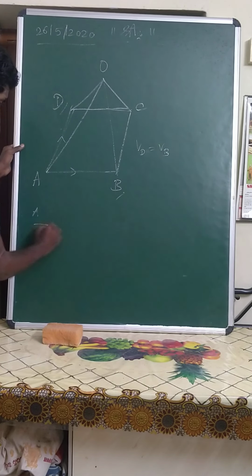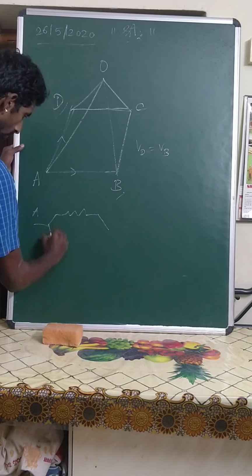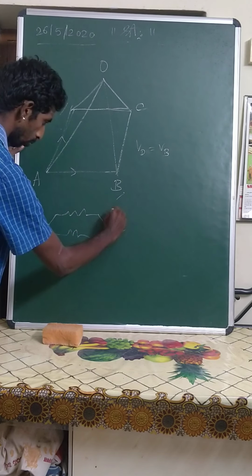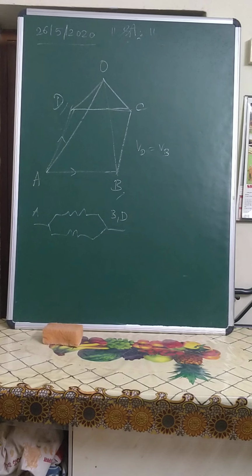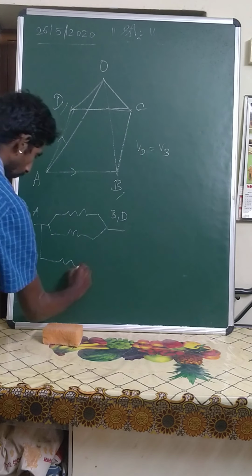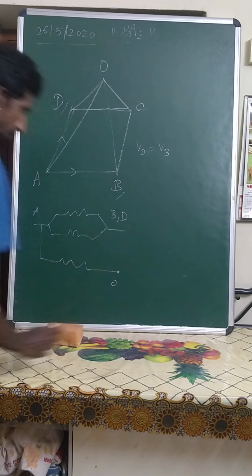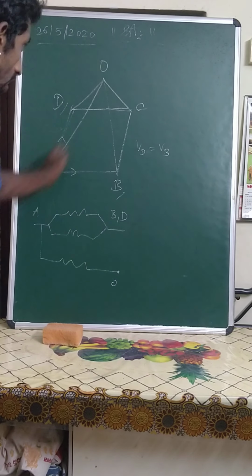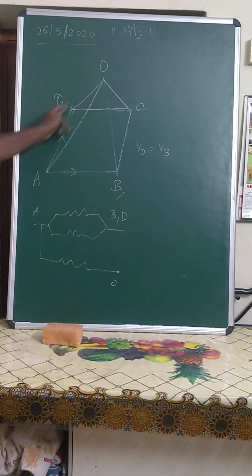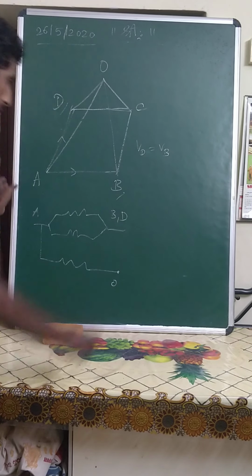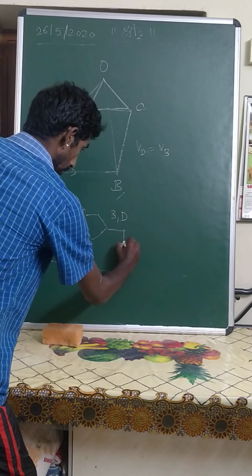So I can draw A. It is connected to B, D. Then A is connected to O, point O. Directly A is connected to point O. Similarly, D to O, B to O. That is in series. Sorry, parallel.